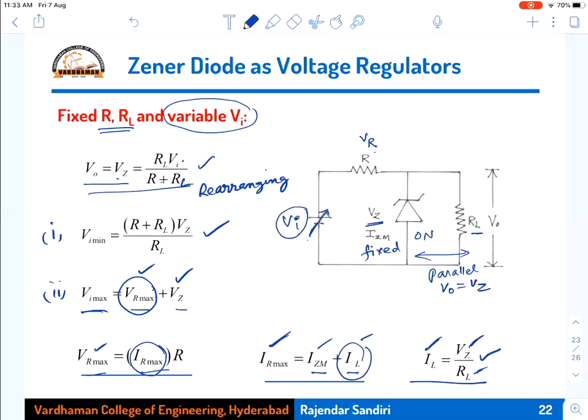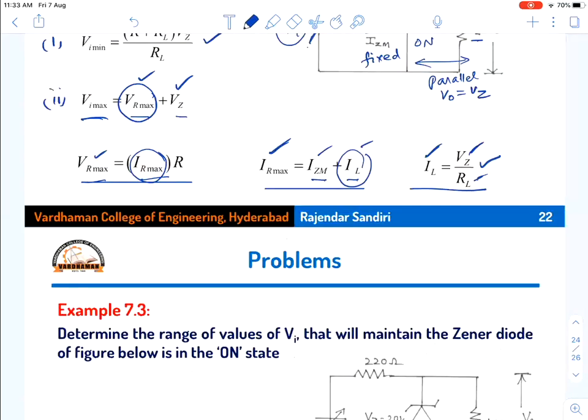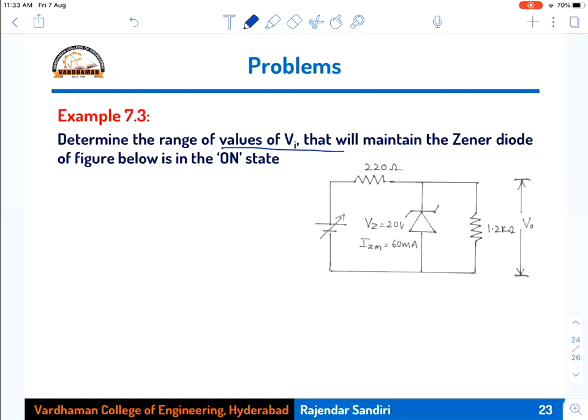Now we will do the same thing in an example problem. Determine the range of values of Vi that will maintain the Zener diode of the figure below in the on state. Whatever range of Vi we calculate, if it crosses the maximum value or goes below the minimum value, the diode will be in the off state. Off state means that it does not work as a voltage regulator. So I am calculating the range of Vi for which this acts as a voltage regulator. In the previous examples, we calculated the range of RL for which the diode acts like a voltage regulator. So here also we'll do the same thing.